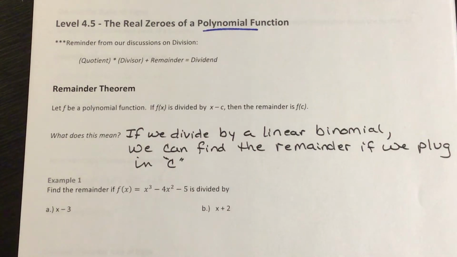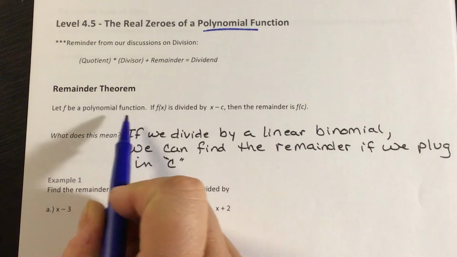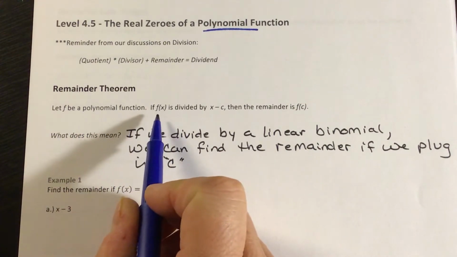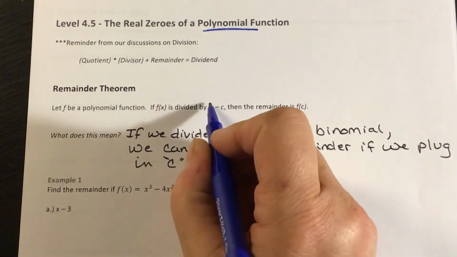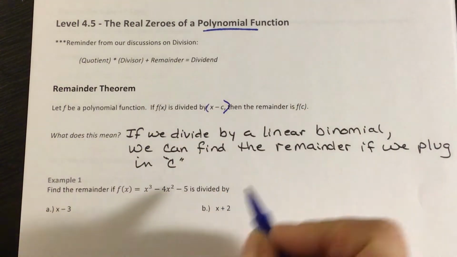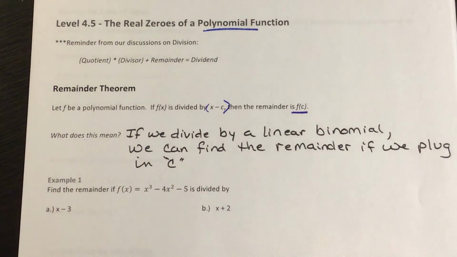And we have this theorem, okay, so we're going to get mathematically technical here. The theorem says, let f be a polynomial function. If that function is divided by x minus c, then the remainder is f of c. All right, so let's think about that.